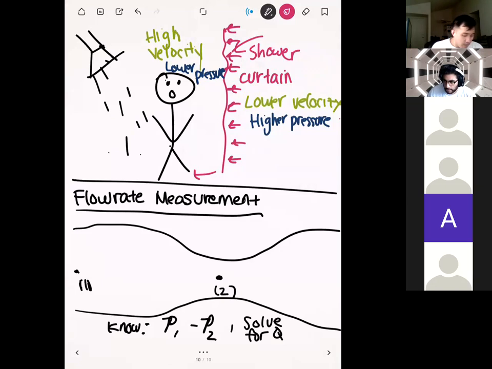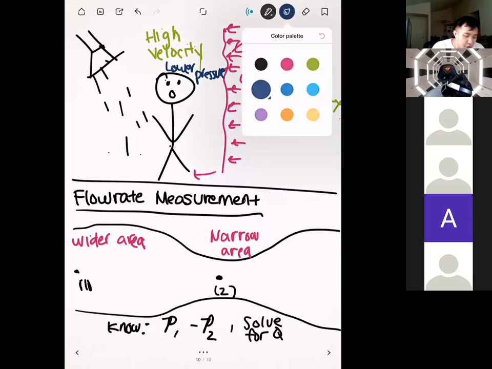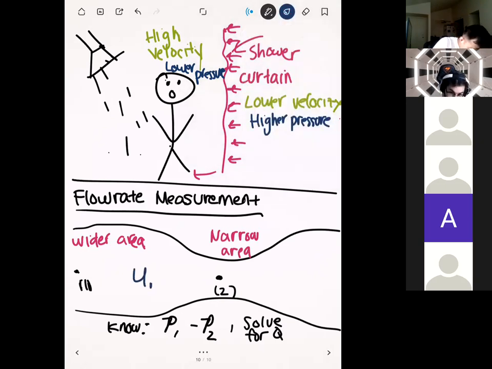Okay. And so before we start, let's first just take a look at the situation. If we compare the two locations, we know that at location 1, we have a wide area, right? And if we compare that to location 2, we have a relatively narrow area. By conservation of mass, we know that U1 is going to be less than U2, because the product A1U1 has to equal A2U2. And so if A1 is greater than A2, in order to satisfy this relationship, U1 has to be less than U2.